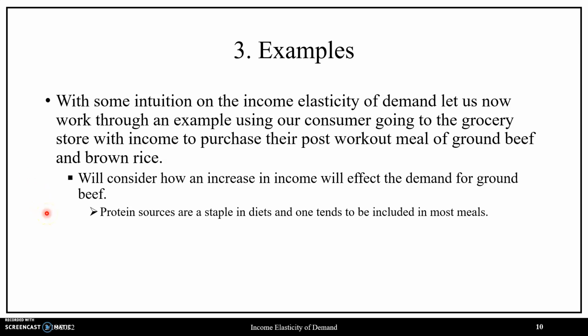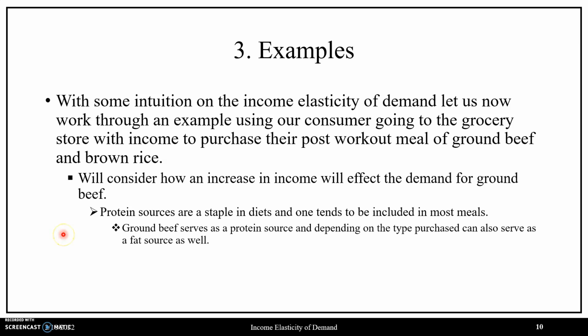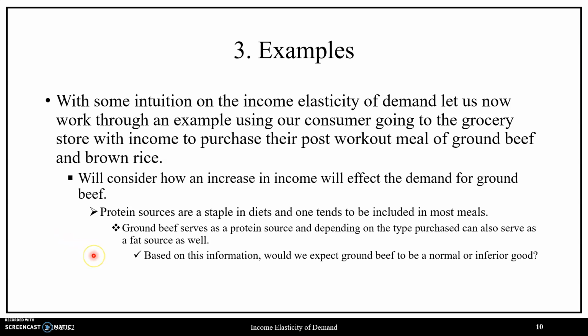And given that protein sources are a staple in diets and one tends to be included in most meals, and in addition ground beef serves as a protein source, and depending on the lean ground beef that is purchased, varying from 73 to 93, so on and so forth, it can also serve as a fat source as well. So based upon this information, would we expect ground beef to be a normal good or an inferior good? Let us see what we find out in terms of what this consumer thinks.